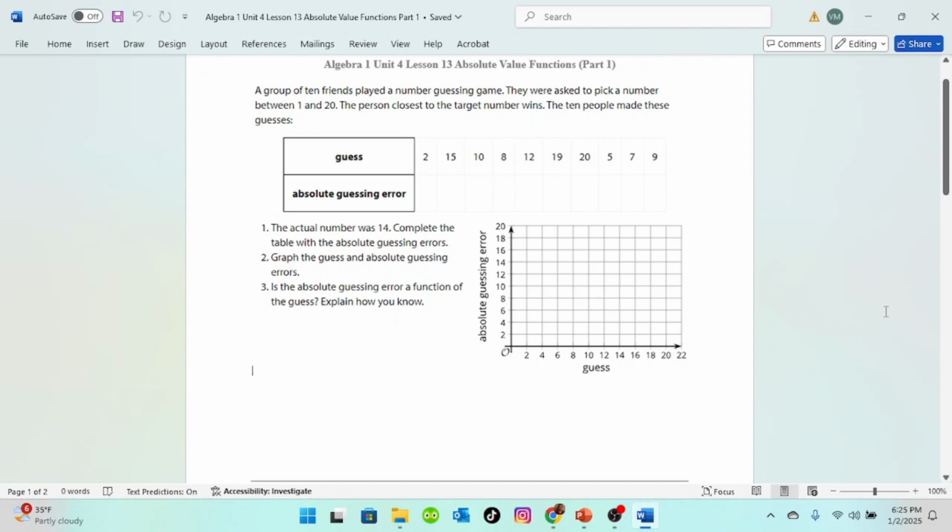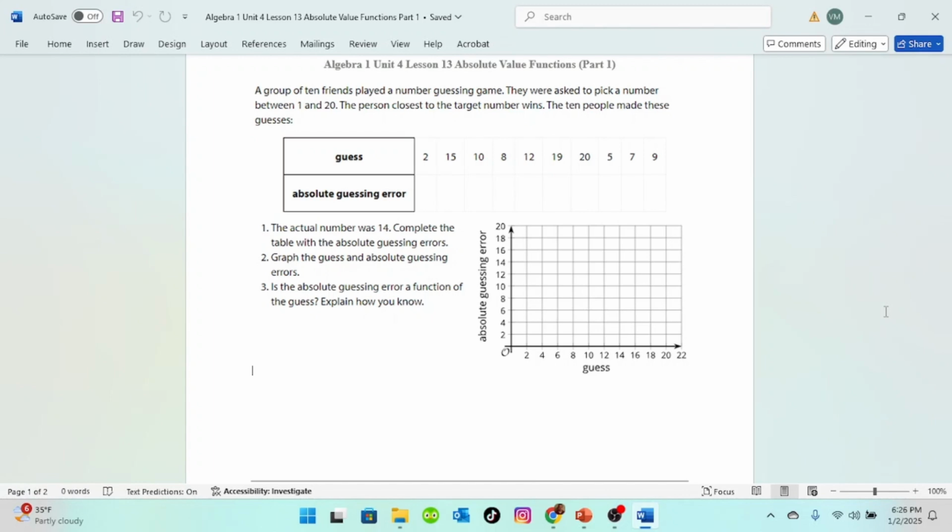Now we can begin the practice problems for Unit 4, Lesson 13, Absolute Value Functions, Part 1. A group of 10 friends played a number guessing game. They were asked to pick a number between 1 and 20. The person closest to the target number wins. 10 people made these guesses. Number 1 says the actual number was 14. Complete the table with the absolute guessing errors.